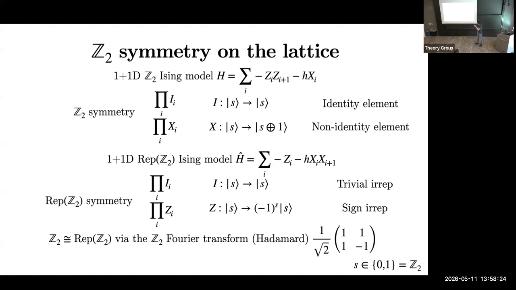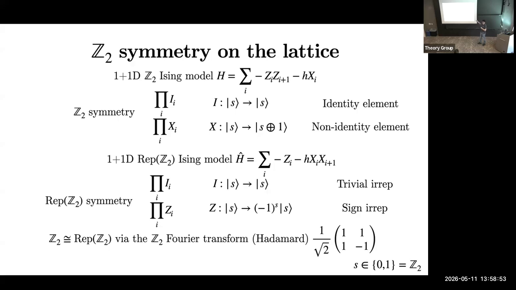One is called a Z2 symmetry. And what a Z2 symmetry does is it acts by flipping spins. And so that's represented by Pauli X. Whereas the Rep Z2 symmetry, Rep Z2 is actually the representations of the Z2 group. And there are 2 irreps. One is the trivial irrep and one is the sign irrep. And the sign irrep acts non-trivially on state 1. And so that acts like a Pauli Z.